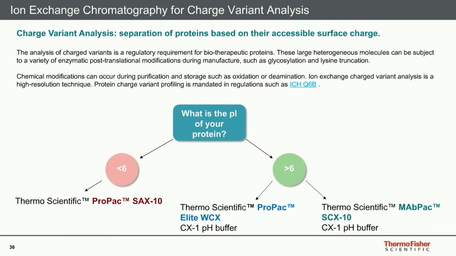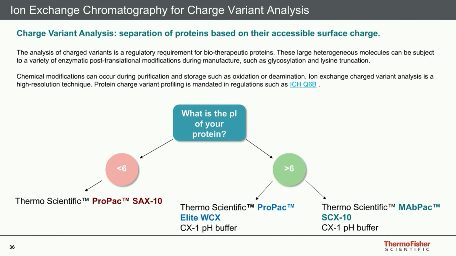Now, when we look and try to prepare the analysis, the column choice is really important, and there are different columns available, which very much depend on the PI of the protein. Different proteins have different PIs. However, antibodies all more or less have a very similar PI, above 7 or 8 even.